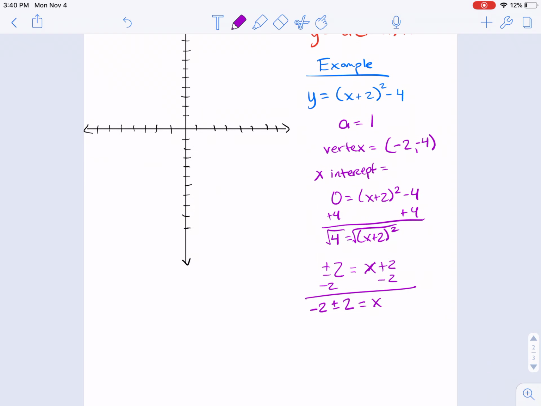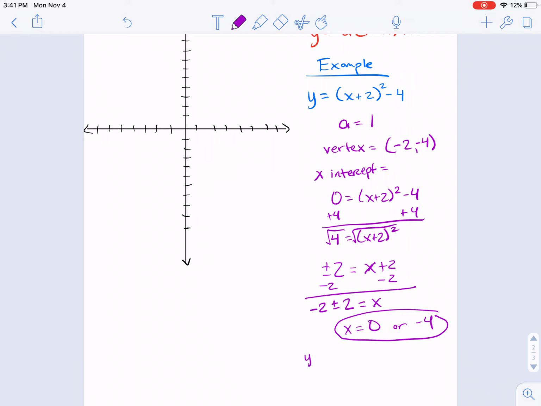So when I look at what that comes out to, negative 2 plus 2 is going to be 0. Negative 2 minus 2 is going to be negative 4. And so those are going to be the 2 places on the x-axis that it crosses, 0 and negative 4.